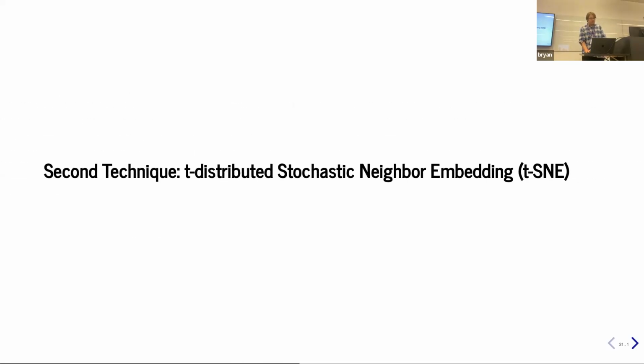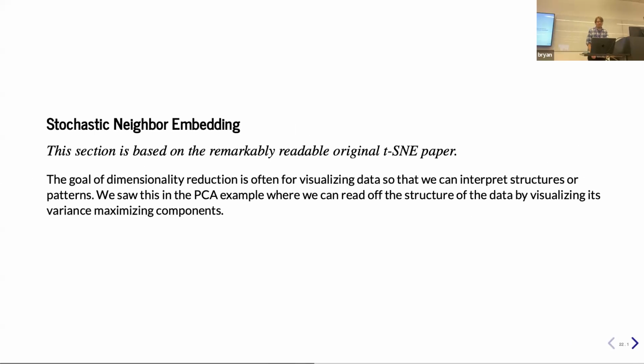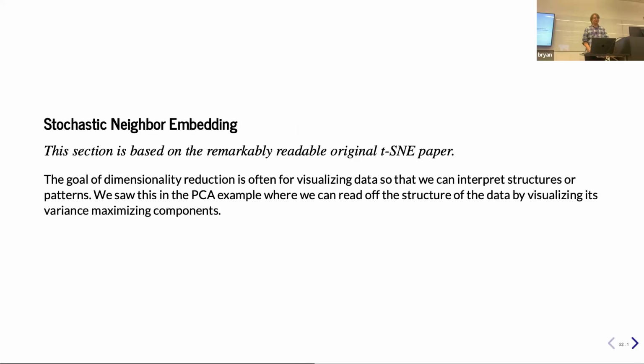So we'll move on to the second technique, which is t-distributed stochastic neighbor embedding. T-distributed stochastic neighbor embedding is an example of a stochastic neighbor embedding technique. I would not have guessed. So we're going to go through what stochastic neighbor embedding is, and then we will talk about why a t-distributed stochastic neighbor embedding is better than a different kind of SNE technique.